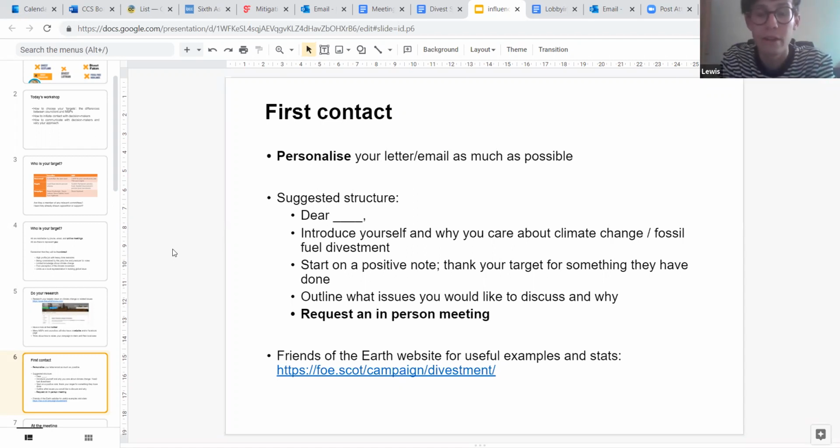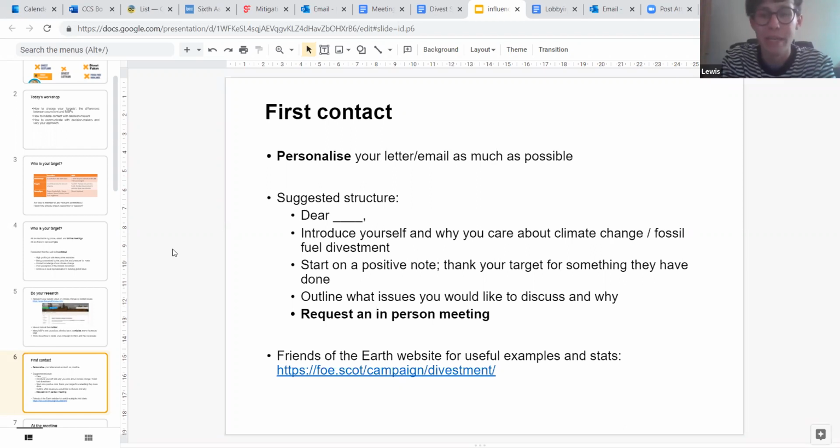And then outline the issues clearly and succinctly, and then you might follow by requesting an in-person meeting. So when outlining the issues, you want to keep it as short as possible. Obviously there's a lot that can potentially be said about climate change, and there's always a temptation to write very long emails, because we feel that by doing that, it demonstrates that we know lots about what we're talking about and are passionate about it and have so much to say.